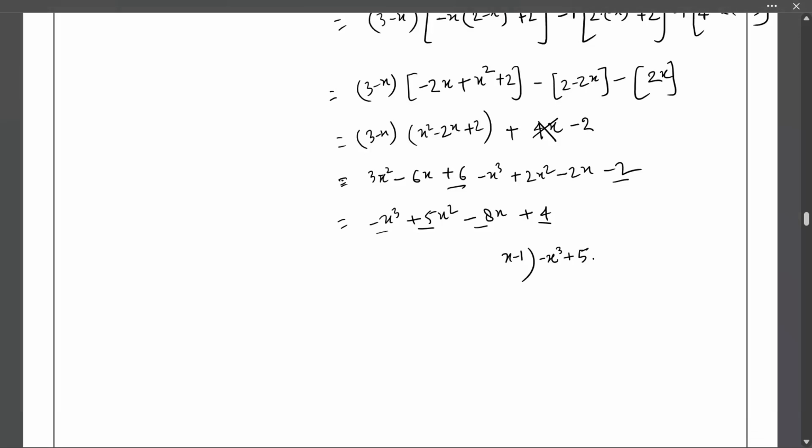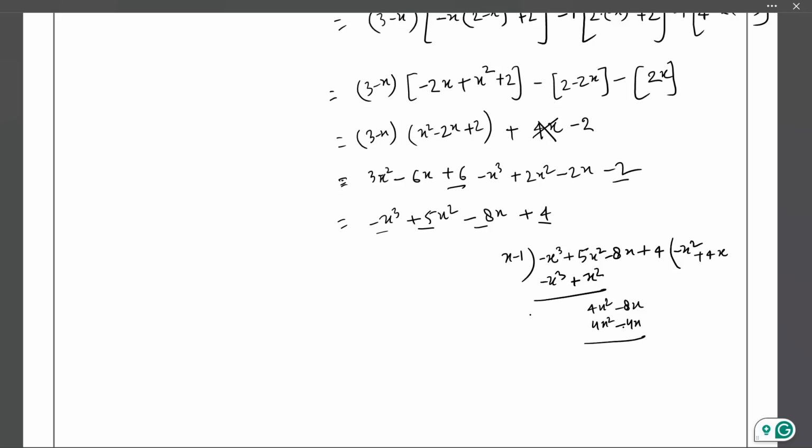So let's see. Minus x cube plus 5x square minus 8x plus 4. First we have minus x square, minus x cube, minus becomes plus x square. This gets cancelled, and here we have 4x square minus 8x. So we should go about 4, then it will become 4x square minus 4x. So here we have minus 4x only, and plus 4 comes down. So we have this time minus 4x plus 4, and we have a successful 0. So we get the factorization like this: x minus 1, and here you have minus x square plus 4x minus 4.